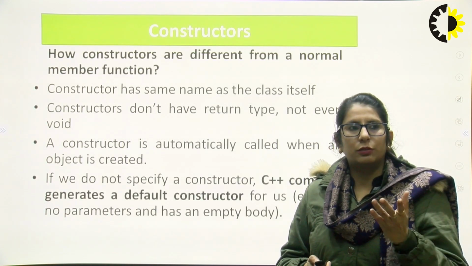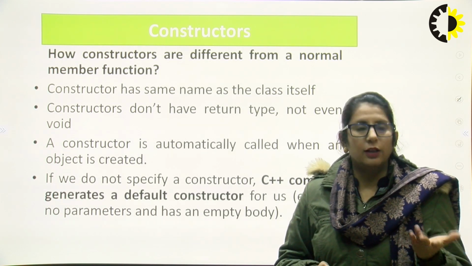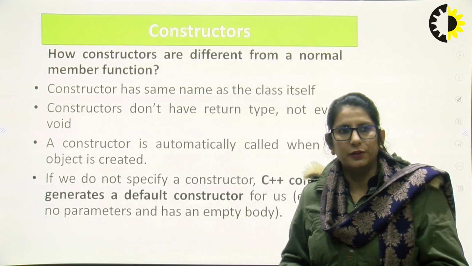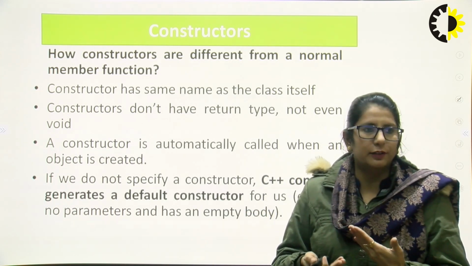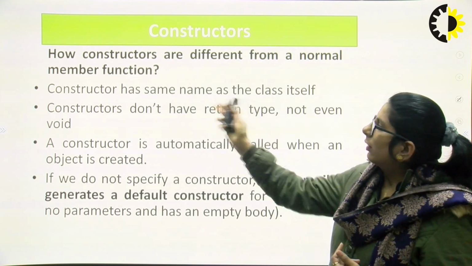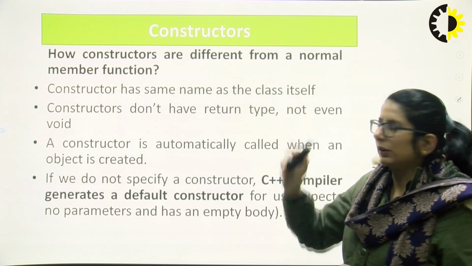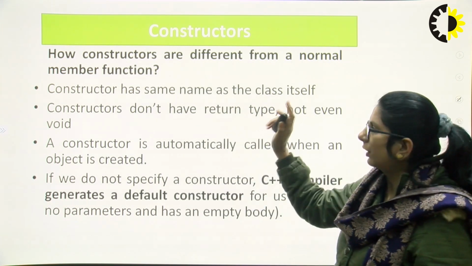Now see, here is why a constructor is different from a member function. Most of the time it comes in the exam: write the properties of the constructor, or how it is different from a member function, elaborate it, justify it. A constructor has the same name as the class. Normally the member functions do not have the same name as the class.